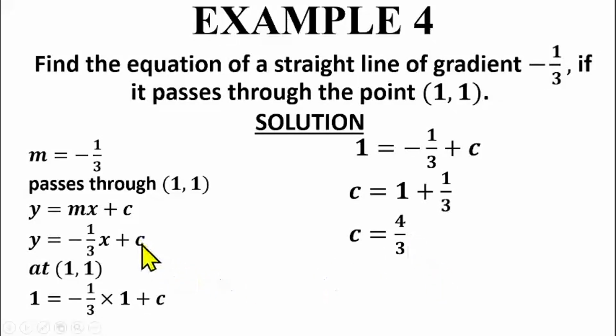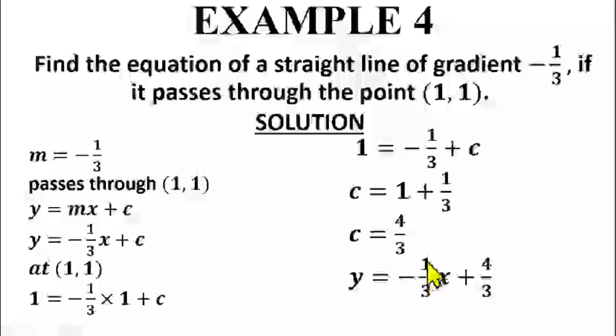So if you return that into this where c is here right now, you'll be having y is equals to minus 1 over 3x plus 4 over 3. So this is the equation of the straight line that we are looking for. But we can decide to clear the denominator here by multiplying through by 3. So if I multiply this one by 3, I have 3y. If I multiply this one by 3, 3 will cancel 3, I have minus x left. If I multiply this one by 3, 3 will cancel 3, you have 4 left. So this is the equation of the straight line that we are looking for.